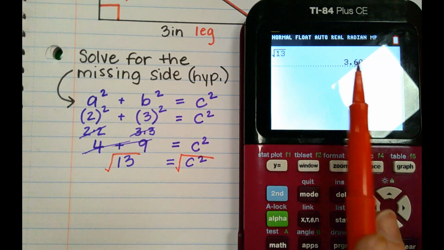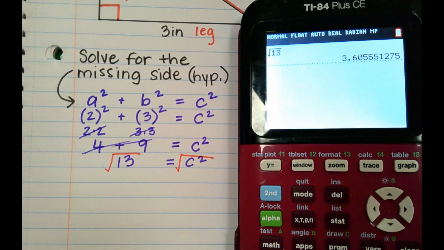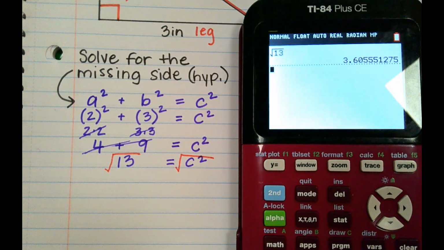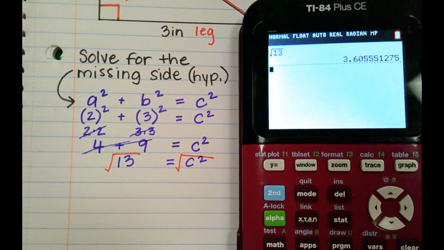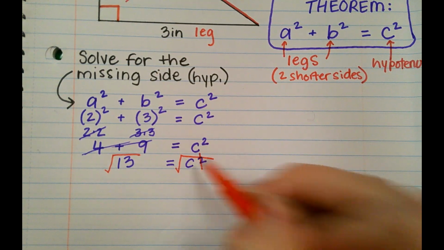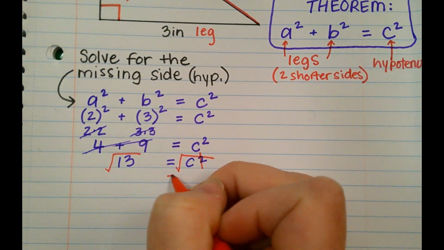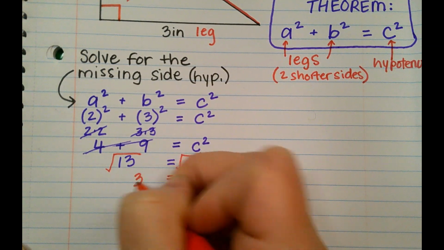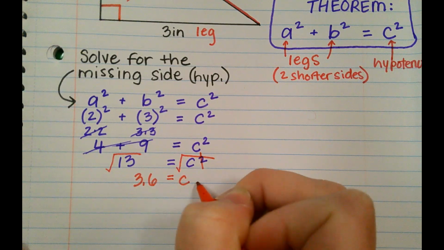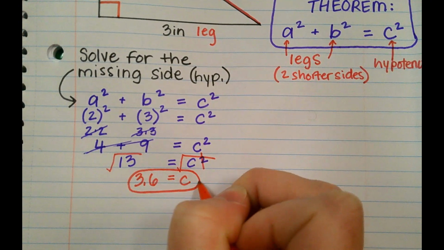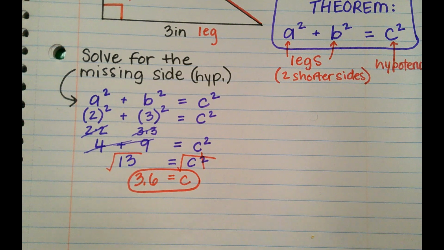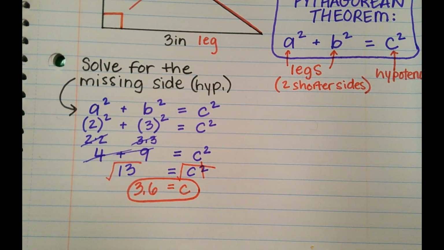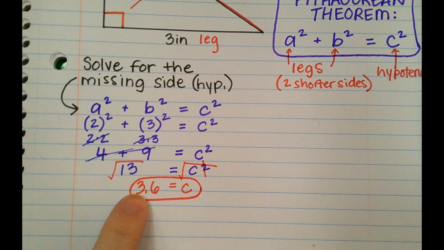Enter. And look at that, that makes a lot more sense. 3.6055 and so on. Good. So that cancels the squared, and I can bring down 13. Square root of that is 3 point, I'll just say 3.6, equals C. Yay! We did it. And so that's our missing side length. That's all there is to it.